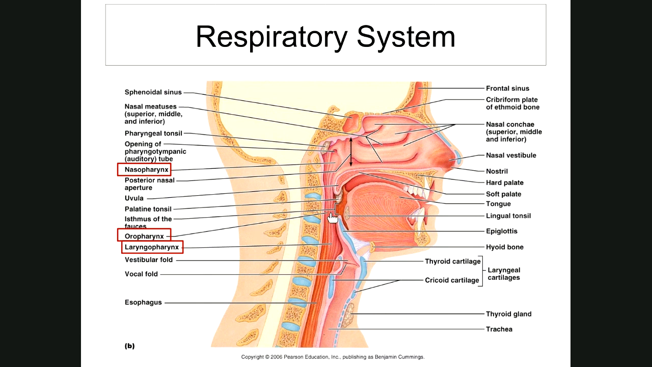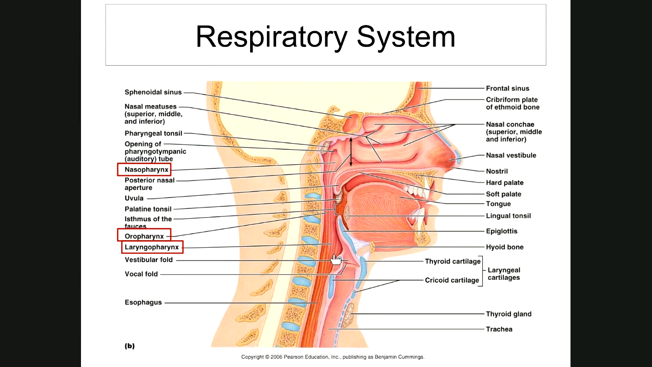And then a little further down, you have this structure called the larynx, L-A-R-Y-N-X. That's how you pronounce that one. Where your larynx joins the back of the throat, this is how you get air into your respiratory system. That area is called the laryngopharynx, or the larynx, your voice box, joins the back of the throat.